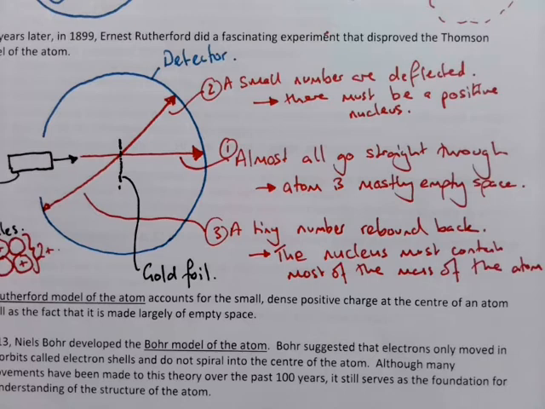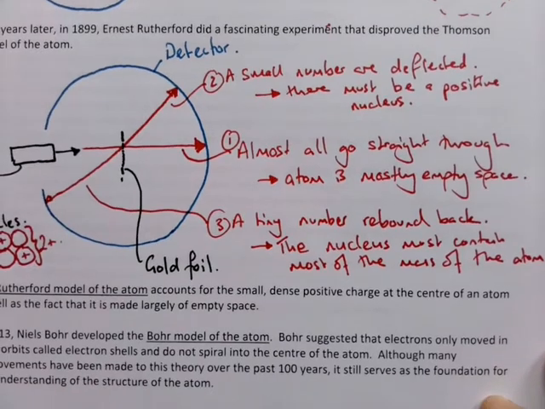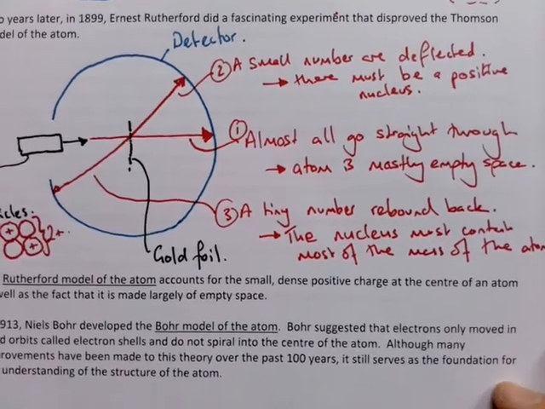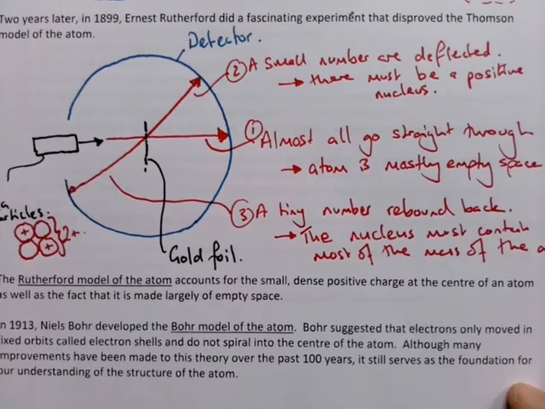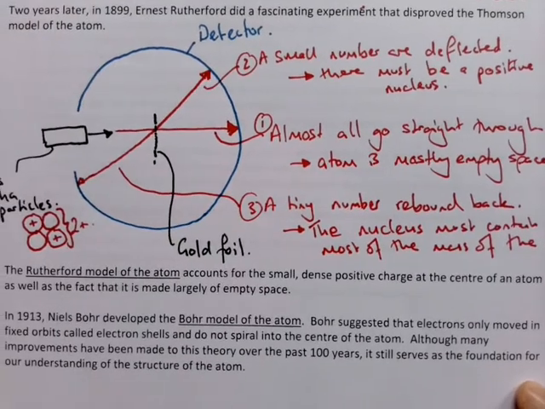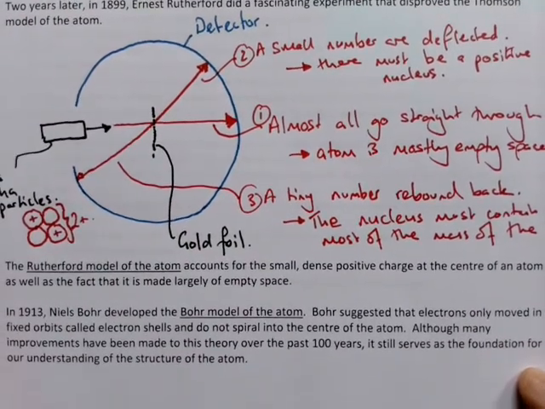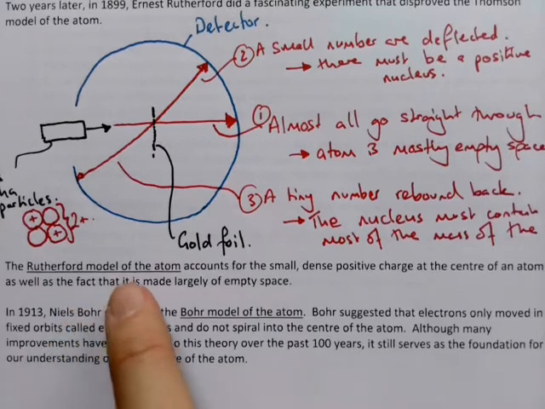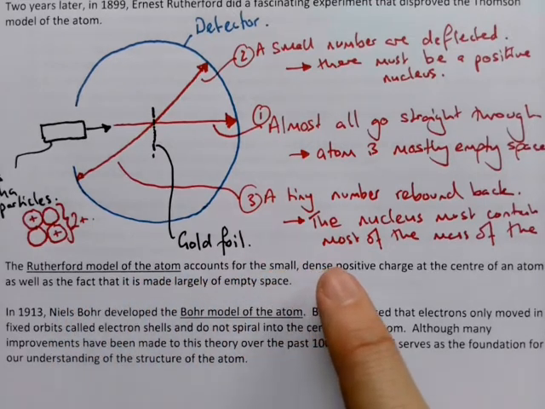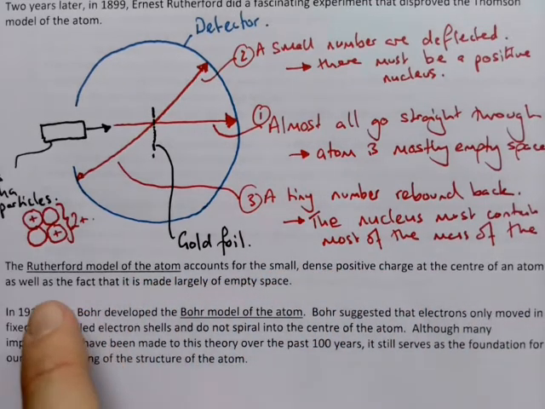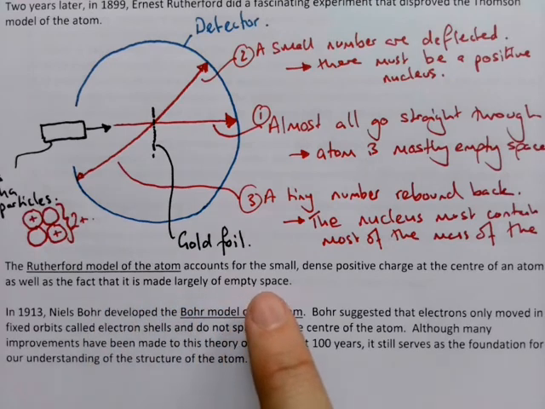But the reason it's quite complicated is because it tells us so much fantastic information about the atom. Really, really impressive stuff for Rutherford to come up with this experiment. Okay, so the Rutherford model of the atom accounts for the small, dense, positive charge at the centre of an atom, as well as the fact that it is made largely of empty space.